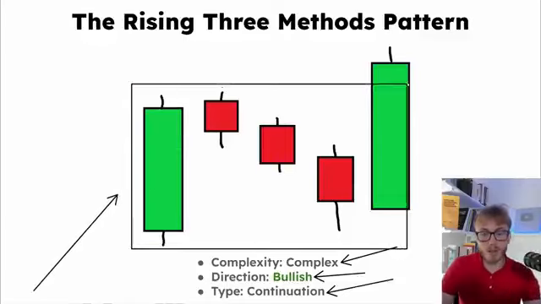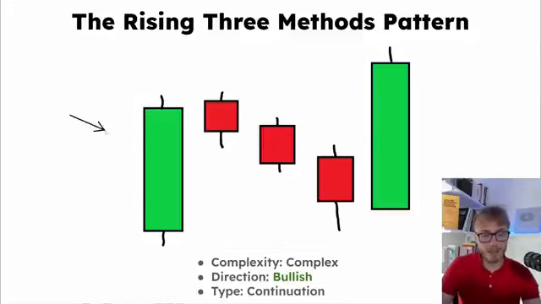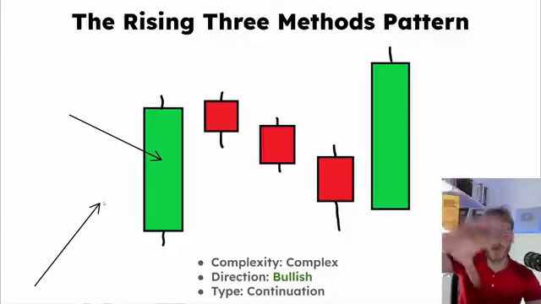Then all of these candles together are the actual pattern, and the goal of this pattern is to continue the trend towards the upside. And the first candle of the rising 3 methods is a strong bullish candle. And this pattern indicates that the bulls are still in control of the uptrend.